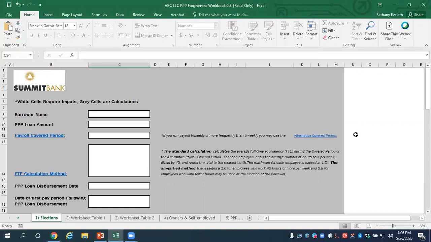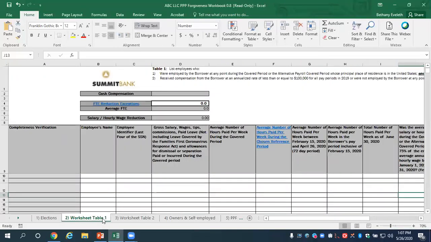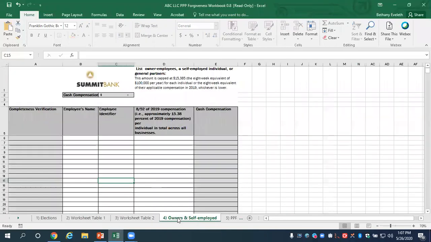So as you can see, I have the calculator pulled up on my screen, and this very first page is the page that you'll see first thing when you open this. It has general information such as your company name, the PPP loan amount and dispersal period, as well as non-payroll costs incurred, etc. Then the next couple of tabs are all about your employees. So things like how much they were paid, how many hours they worked, how that changed or didn't change during the covered period. All of that's housed on these two worksheets here.